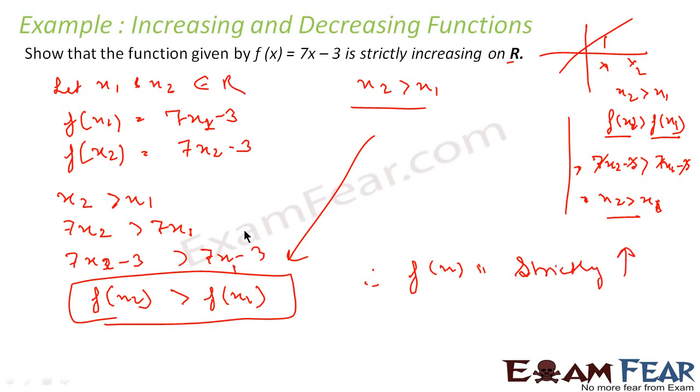Very simple. I did it the reverse way. I calculated in this fashion, and then in the reverse way I proved that f of x2 is greater than f of x1. If you want to make it simple, you can just assume f of x2 is greater than f of x1, simplify this, and then find this is true, and you can say since this is true, our assumption was true.